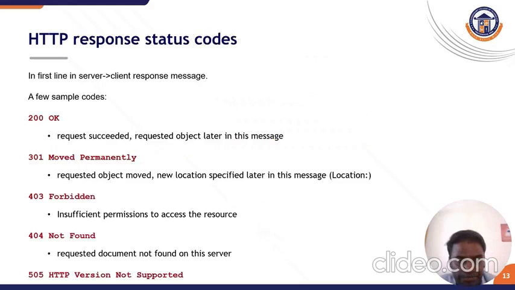And again, what are the key status codes we are going to see? The first line of the server-to-client response message has a few sample codes: 200 OK, request succeeded; 301 Moved Permanently; 403 Forbidden; 404 Not Found; 505 HTTP Version Not Supported. These are all the response codes that we are going to see whenever the sender sends a request and gets an HTTP response.